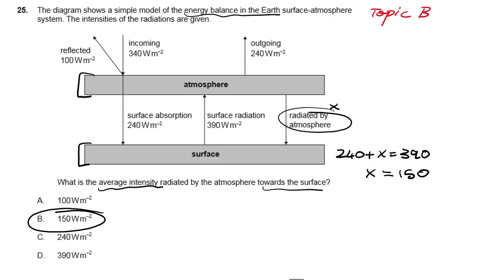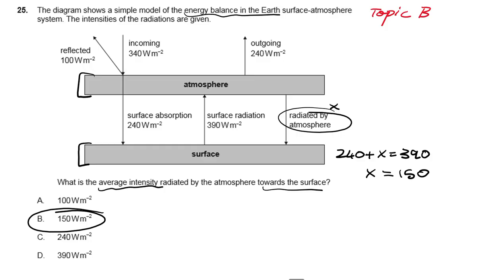Another, and you can sort of see how this works with everything. We have 100 going out of the atmosphere and 240 going out. So we have 340, and we have 340 incoming. And so that balances, the atmosphere layer balances.